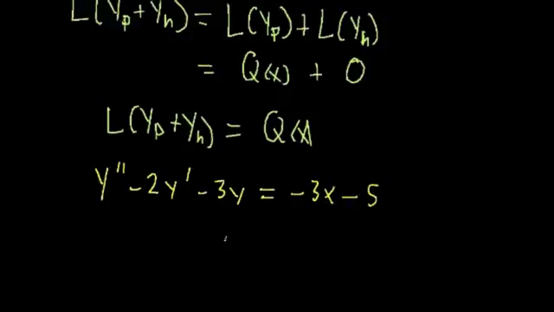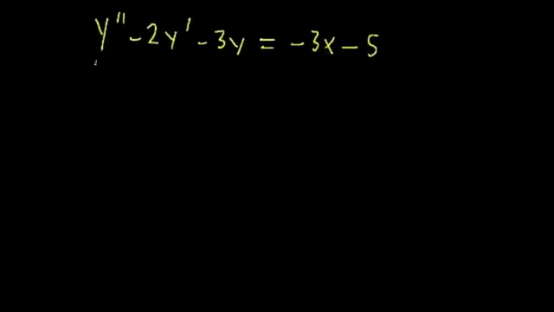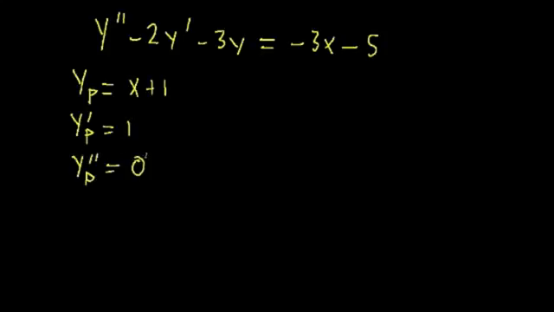Now, first of all, let's just say that we found a particular solution, yp. Don't ask how we found it, but let's just say that yp is equal to x plus 1. First of all, let's check to see that this is indeed a particular solution. So let's take the derivatives ahead of time. First derivative is just 1 plus 0, or just 1. And the second derivative is the derivative of a constant, that's just 0.